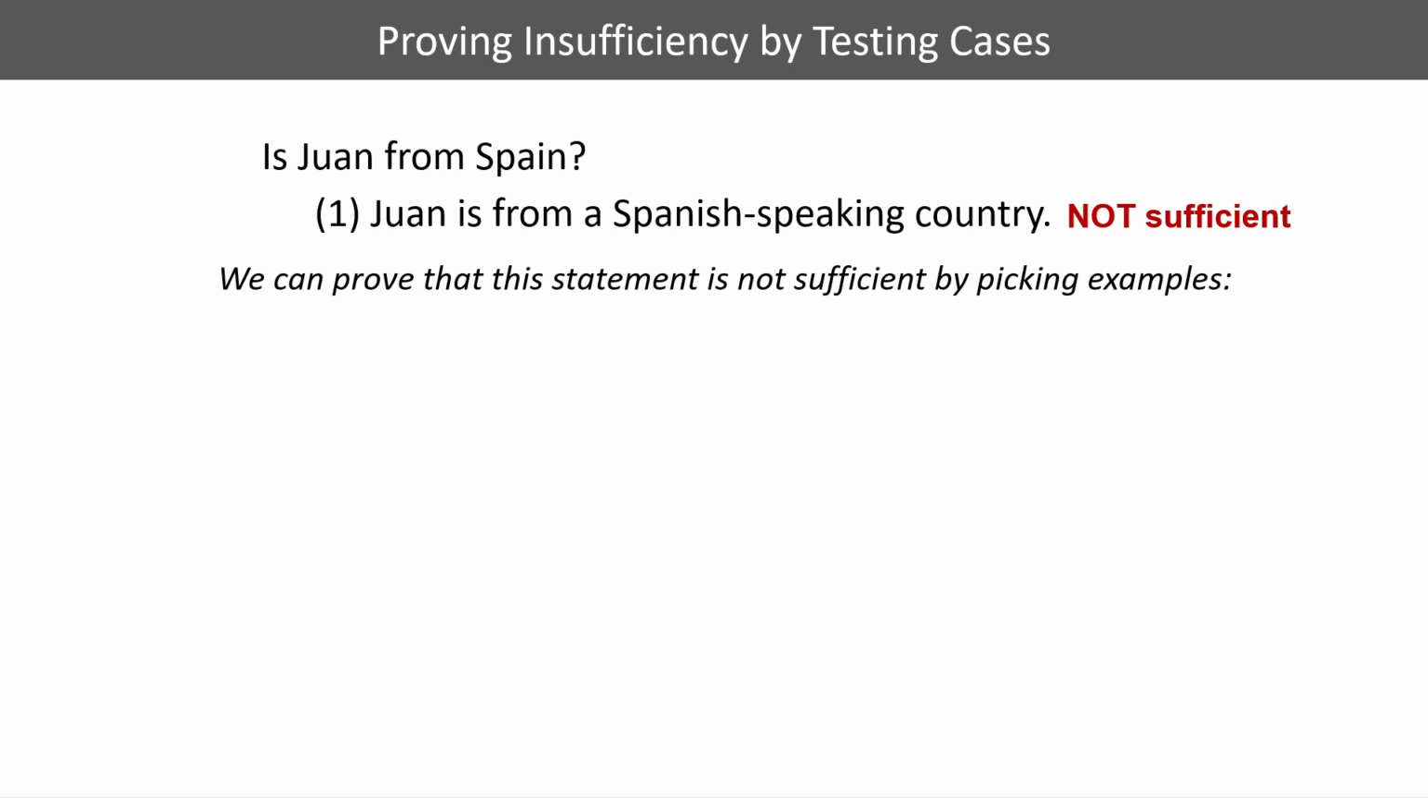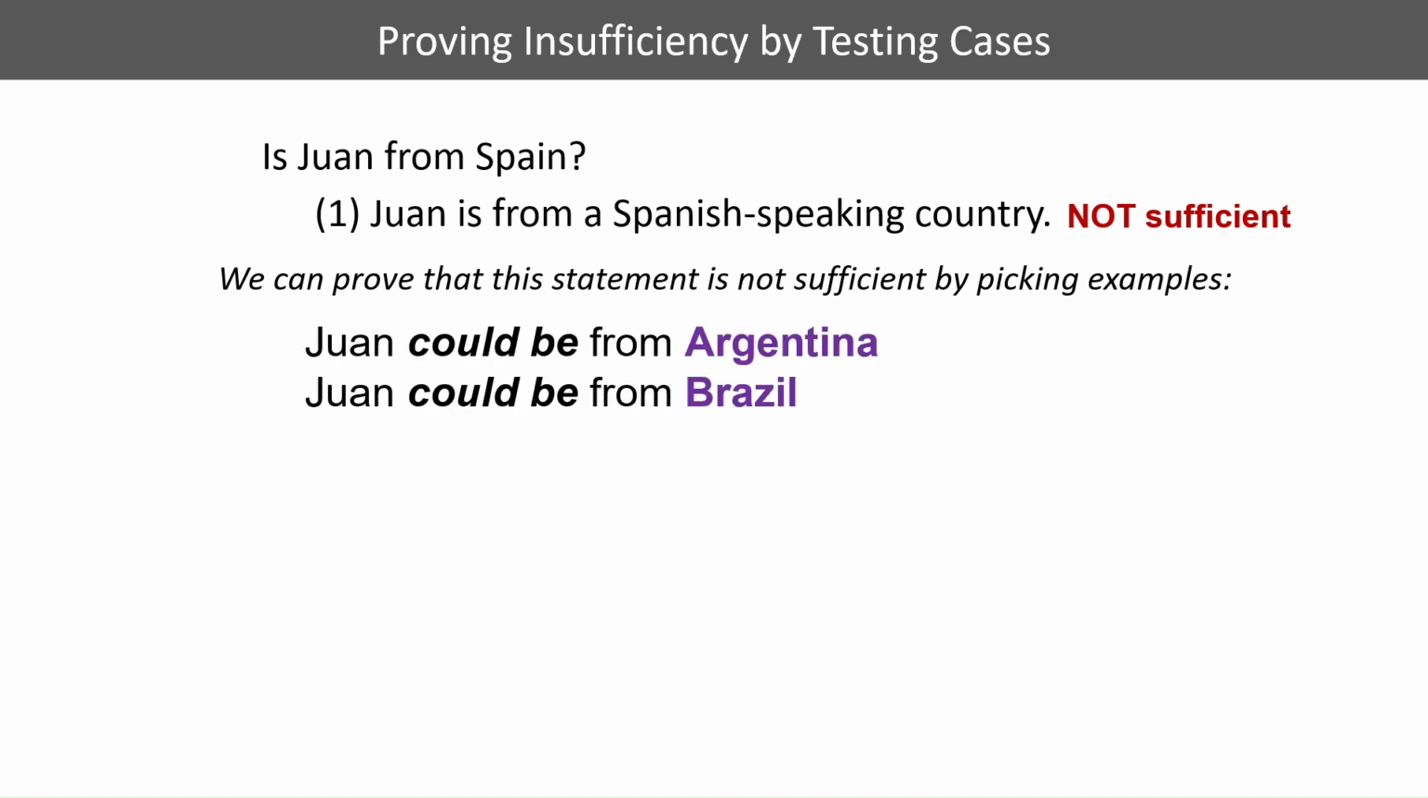What examples did you come up with? Juan could be from Mexico, or Bolivia, or Argentina. Could Juan be from Brazil? No. At least according to a conventional definition, Brazil is a Portuguese-speaking country. Remember that example, Brazil. It will come back later.